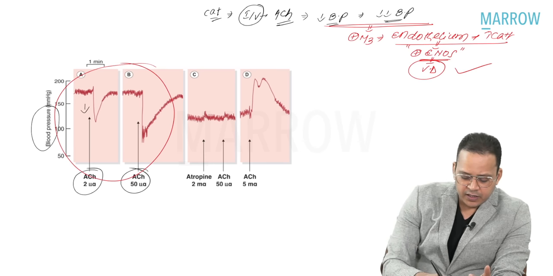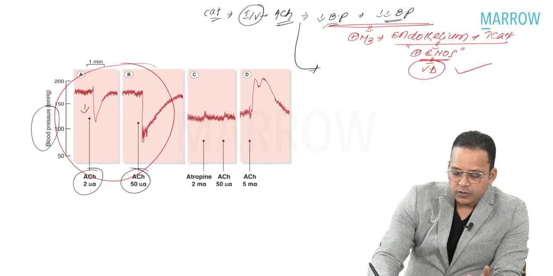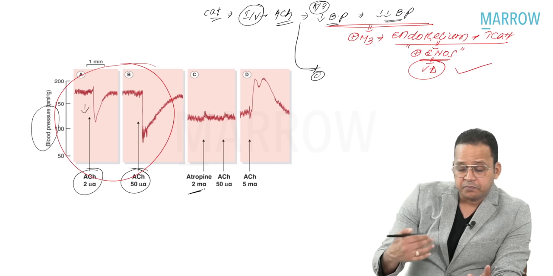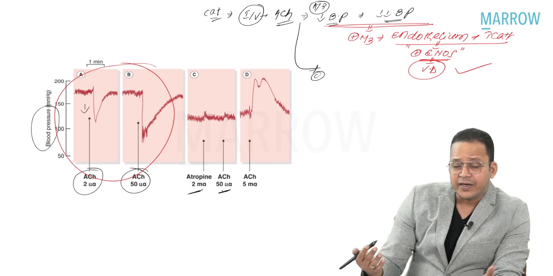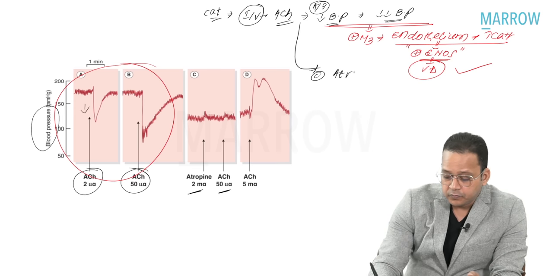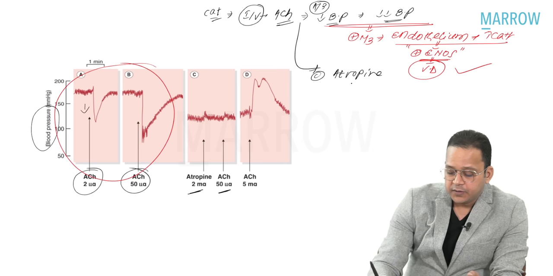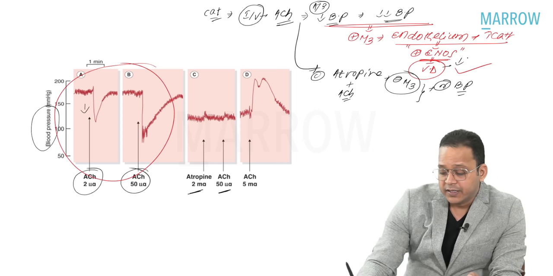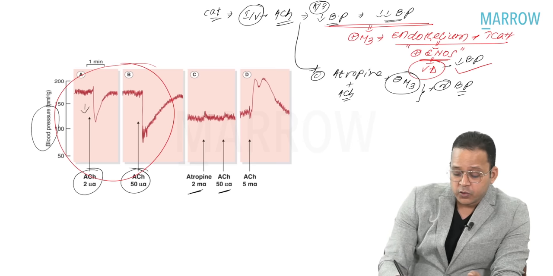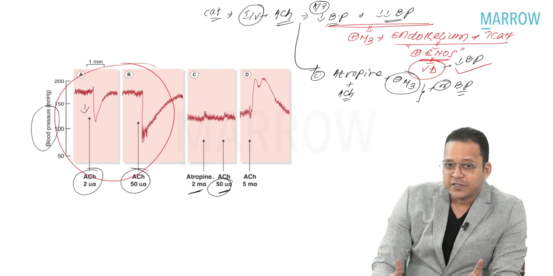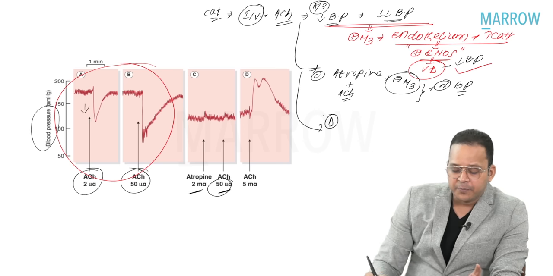But you can see in graph C, what's happening? Atropine was given previously and then acetylcholine is given, and there is no change in blood pressure, because atropine will block the M3 receptor, and that is why there is a normal blood pressure. Here there was a decrease in blood pressure, here there is normal blood pressure, but look at the dose, 50 micrograms. The dose is important. But if I look at graph D, then what's happening?